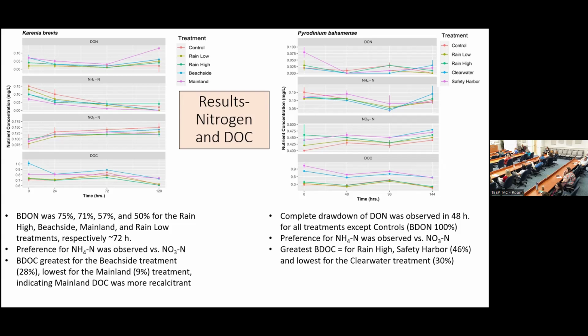And then following that, there was a preference for ammonium nitrogen instead of nitrate nitrogen, which is unusual for Pyrodinium bahamense. Typically it's the opposite. And there was also a bioavailable DOC that we calculated for both species. For Karenia brevis, it was greatest for the beachside runoff treatment at 28% and lowest for the mainland treatment, which could mean that those inputs were more recalcitrant. In terms of BDOC for Pyrodinium bahamense, we saw the greatest for that high simulated rainfall event in both runoff treatments, not so much for the low.